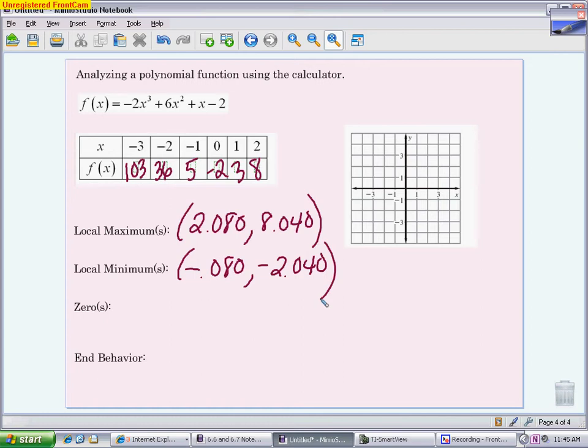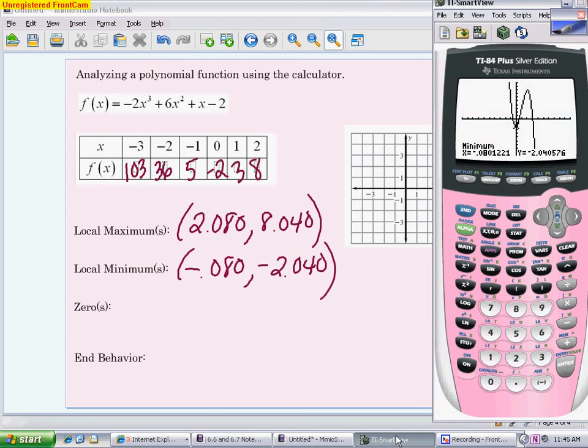Now I'm going to come up with my zeros. So my zeros are the places that cross the x-axis. This is going to take a little longer because there are 3 of them, and you want to make sure you list all of them to get full credit. I go back to the exact same menu, second Trace to the Calculate menu, hit 0, number 2, or you can just scroll down to 2 and hit enter.